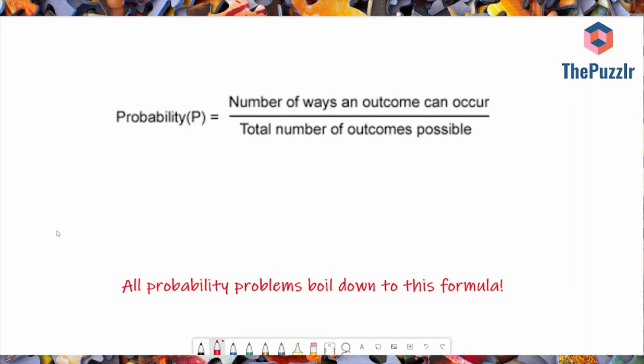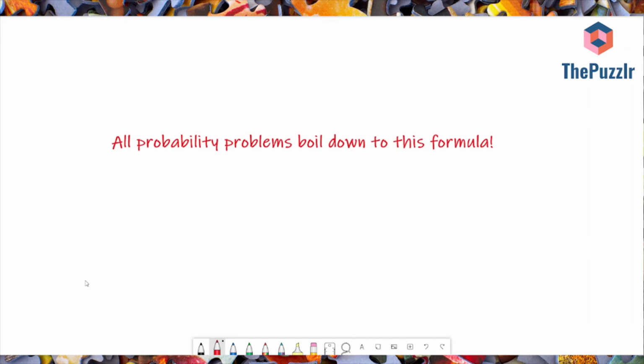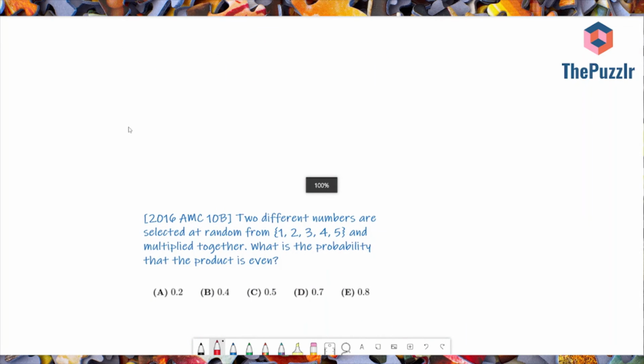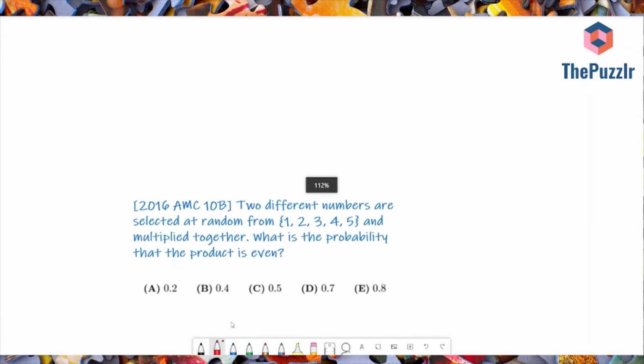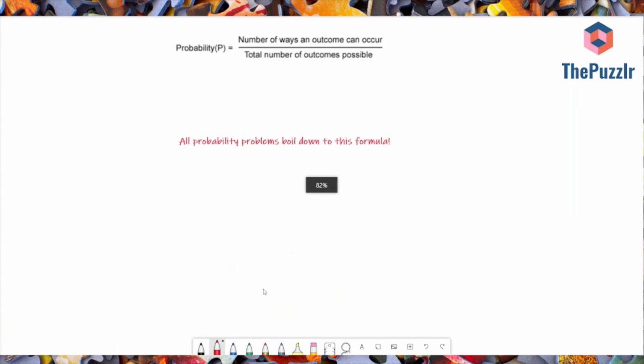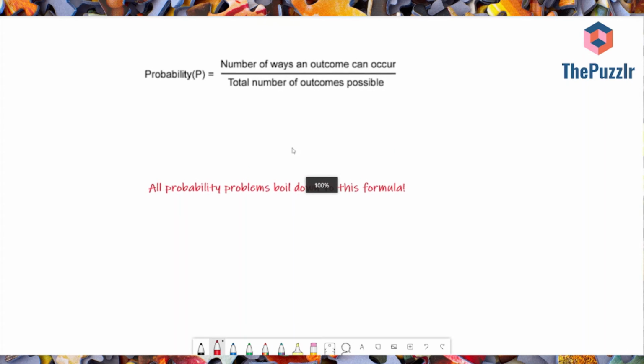We'll start by looking at 3 basic examples of AMC 10 probability problems before going into harder examples. One thing you'll see is that our counting strategies fit in quite well with probability questions. Since, let's go back to our formula, to find the number of ways that an outcome can occur, you need to use a lot of our counting strategies. And although it's usually easier to find the total number of outcomes possible, you still do need to use some strategies to do that.